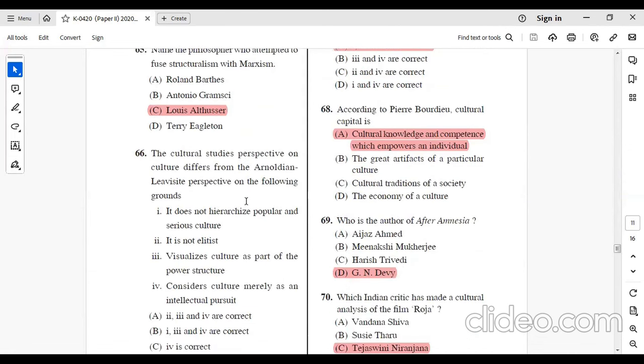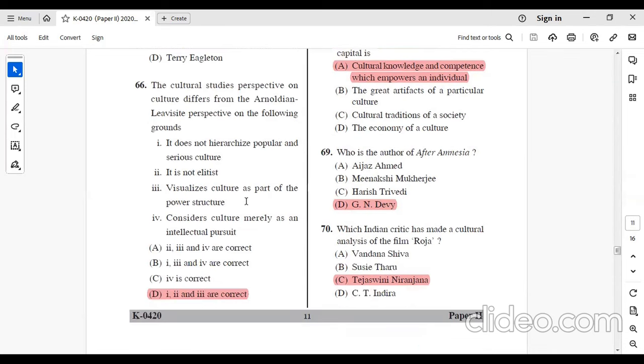The cultural studies perspective on culture differs from the Arnoldian Leavisite perspective on the following grounds: 1, 2, 3. It does not hierarchize popular and serious culture. It is not elitist, and visualizes culture as a part of the power structure.